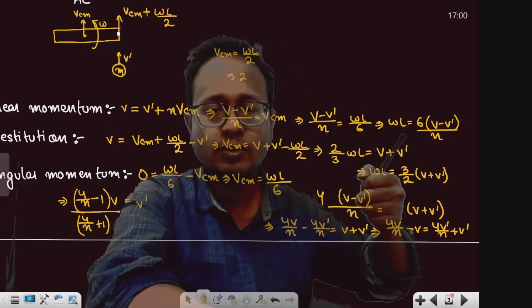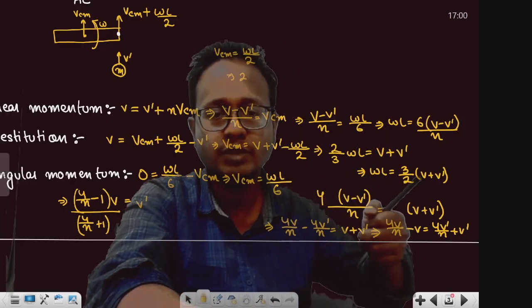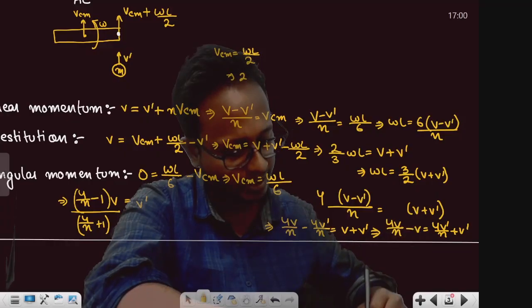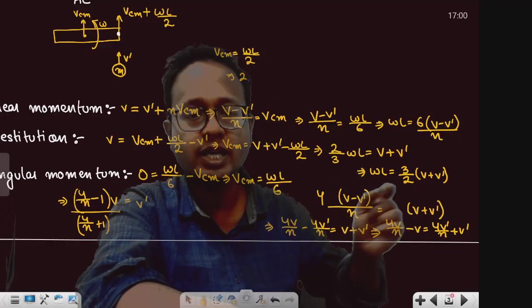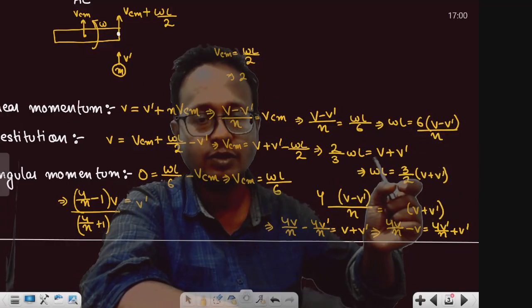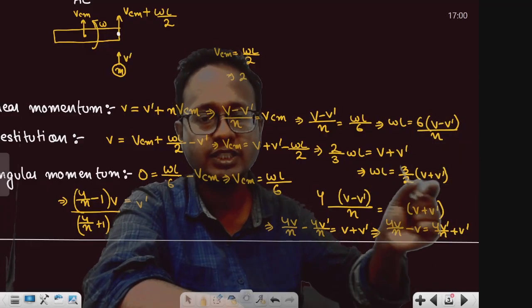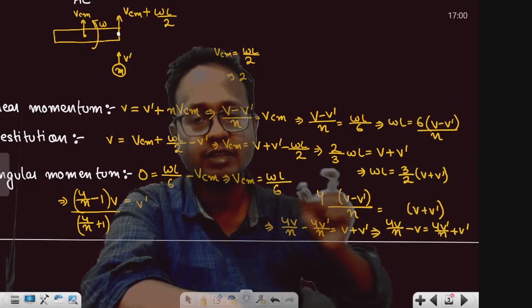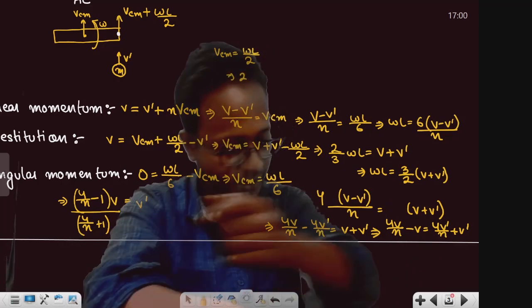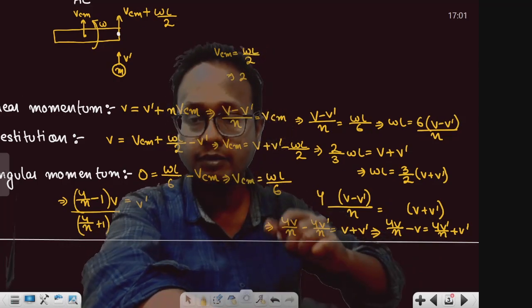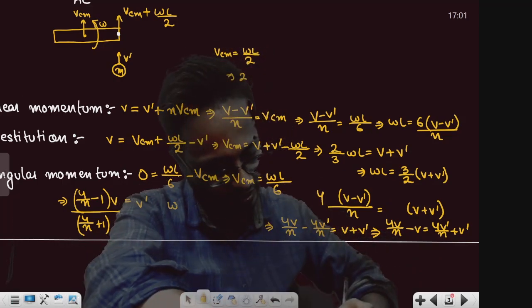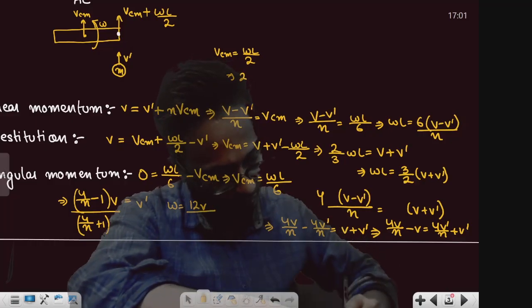Now suppose I want to find out the value of omega. Out here I need to separate the value of v dash. How do I do that? Same equation. Instead of solving for omega, isolate the v dash and then find the value of omega. v dash is equal to some equation out here, and also v dash is equal to some equation there. Equate both equations and you'll get the value of omega. If you do that, you'll get omega is equal to 12v divided by (4 plus n) into L.